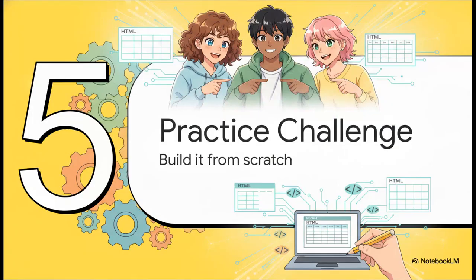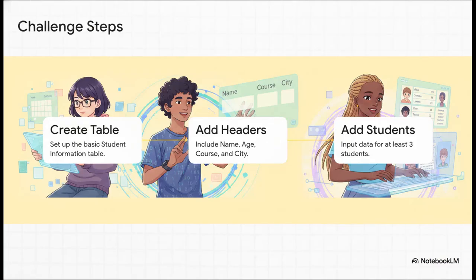Ready to test your skills? Section 5, your practice challenge. Here's what I want you to do. Try creating a student information table. Give it 4 proper headers: name, age, course, and city. Then, using everything we just learned with rows and data cells, add at least 3 different students of your choice. Seriously, pause this explainer right now, open your code editor, and try building this from scratch.